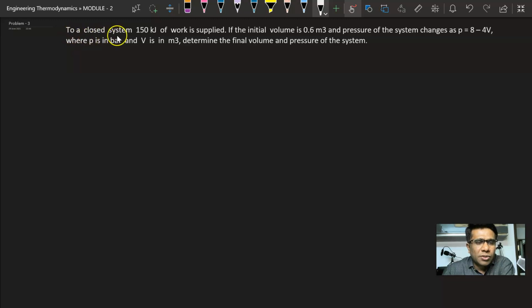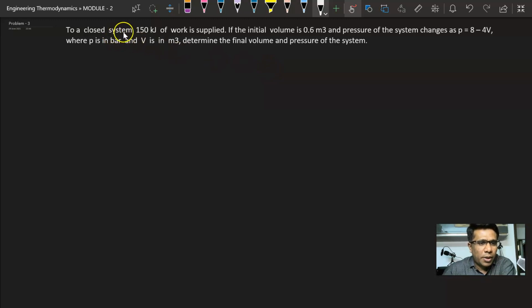To a closed system, 150 kilojoule of work is supplied. If the initial volume is 0.6 meter cube and the pressure of the system changes as P equal to 8 minus 4V, where P is in bar and V is in meter cube. Determine the final volume and pressure of the system.